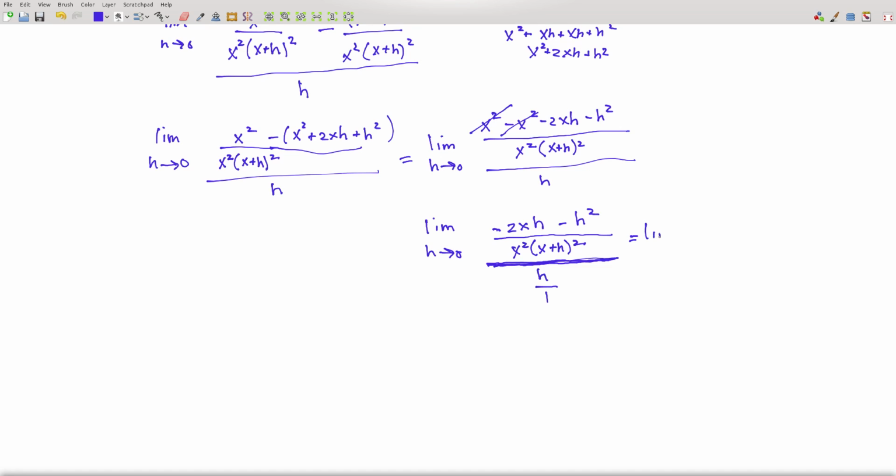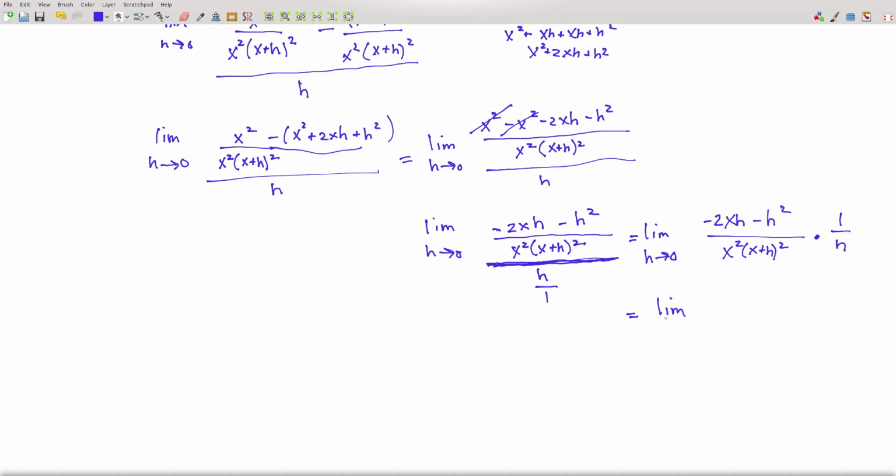So this is the limit as h goes to 0 of the top fraction, right? This is negative 2xh minus h squared over x squared times the quantity x plus h squared times the reciprocal of h over 1. What is the reciprocal of h over 1? Well, that's 1 over h, right? Okay, very good.